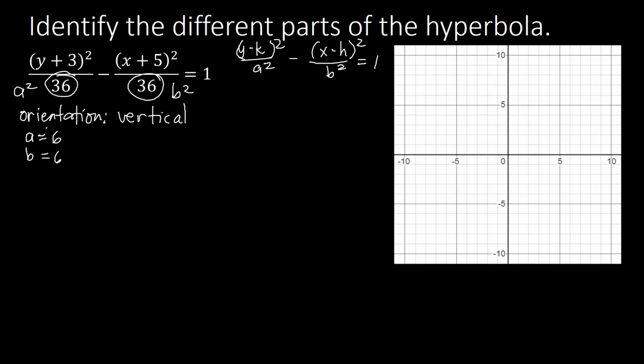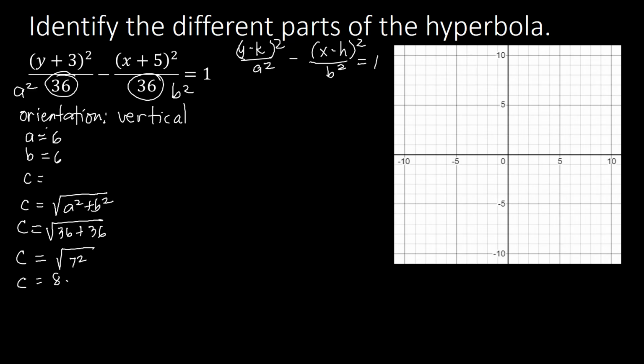So let's go for c. Our c will be determined through c equal to square root of a² plus b², coming from c² equal to a² plus b². So plugging in, square root of a², our a² here is 36. Our b² is 36. So we've got c equal to square root of 72, in which that is equivalent to 8.49. So our c there is 8.49.